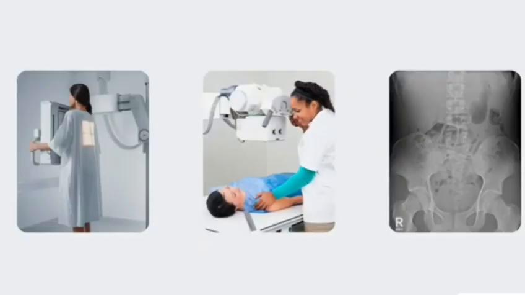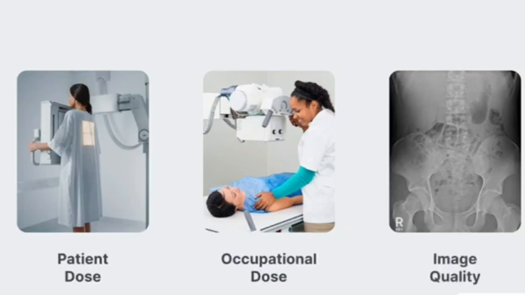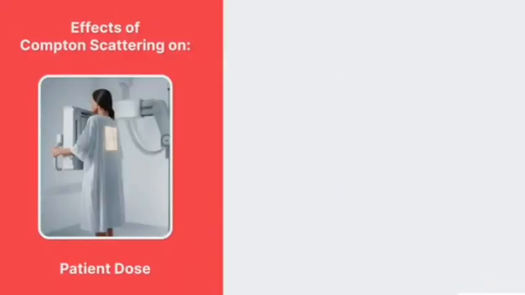So what are the effects of Compton scattering? Remember the three areas that we should be concerned with: patient dose, occupational dose, and image quality. Compton scattering affects all three areas, and none of these effects are good effects. We'll start by talking about patient dose. The effect of Compton scattering on patient dose is not good.